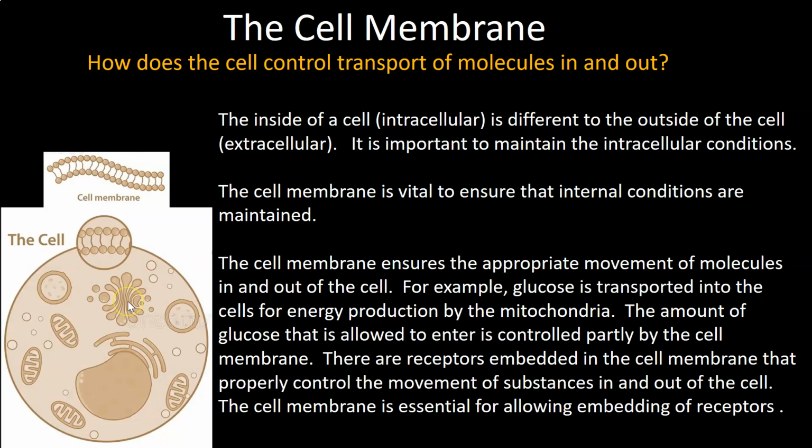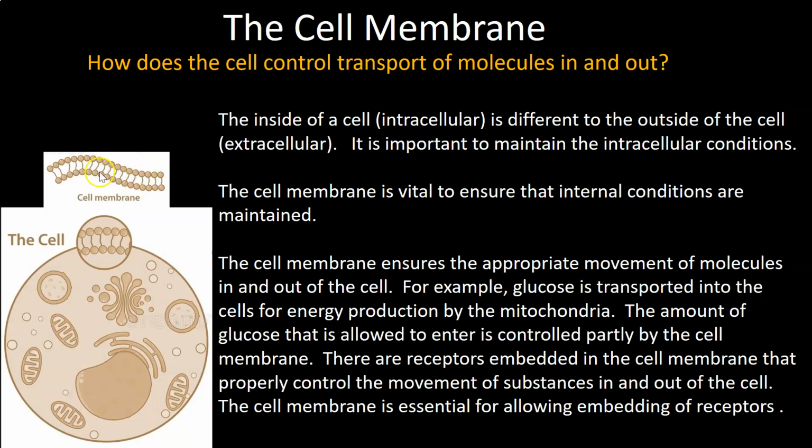If too much enters the cell, it can be dangerous. So the cell has to control how much glucose it actually needs. The cell membrane facilitates this entry of glucose, not just the entry of glucose, but also the exit of other molecules as well. So there's this careful control of transportation in and out of the cell, mediated by the cell membrane.